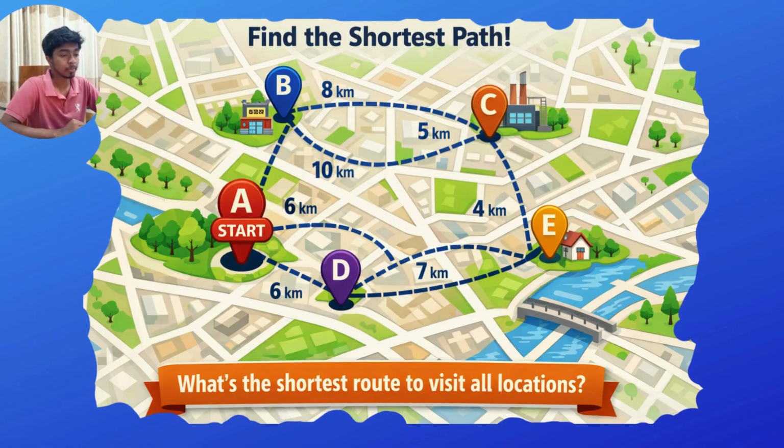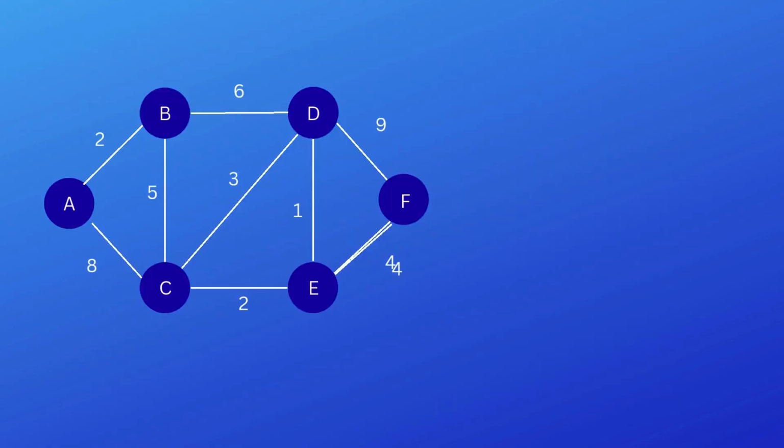So first let me tell you the problem. Imagine you are in one place and you want to go to many other places. So there are so many roads and every road has a distance. So the question is, what is the shortest path from the starting point to all other places? So Dijkstra's algorithm answers this question.